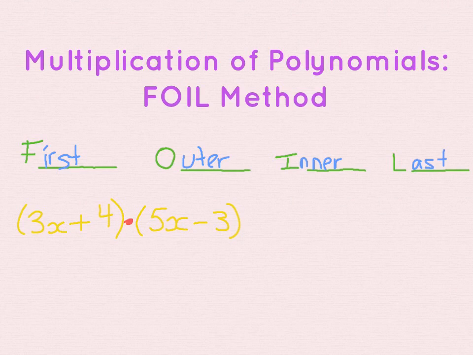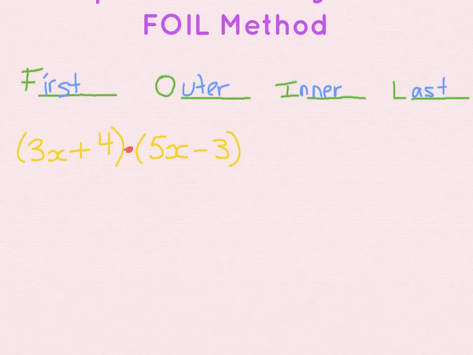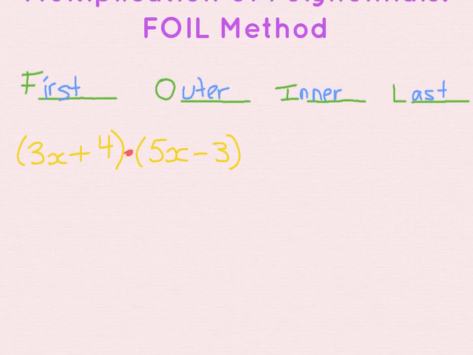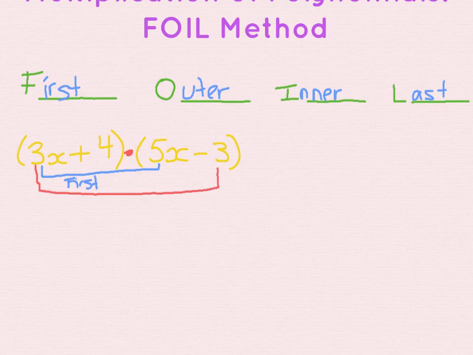So what I'm going to do is label the polynomials based on the words that I've given you. So what are the firsts in these two polynomials? Well, this one and this one. These two here are the firsts. Then the next one is outer. Which two terms are the outer terms? I'm going to do this in red. The outer terms would be this one and this one. The ones on the outside, right?